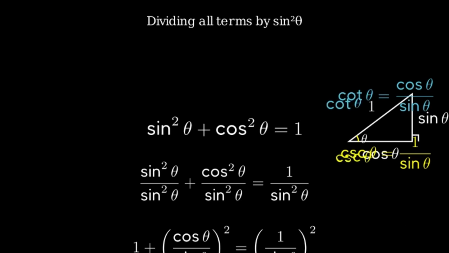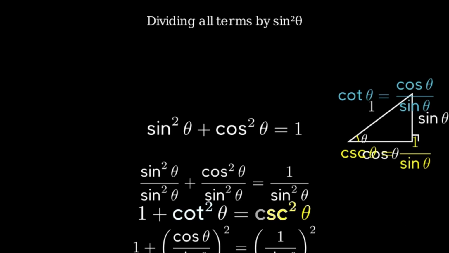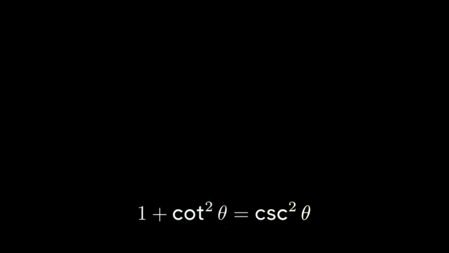By substituting these definitions into our equation, we can rewrite the second term as cotangent squared theta and the right side as cosecant squared theta. This gives us the cotangent identity, 1 plus cotangent squared theta equals cosecant squared theta. Now let's visualize this identity geometrically. We'll create a different right triangle to directly illustrate the cotangent identity.